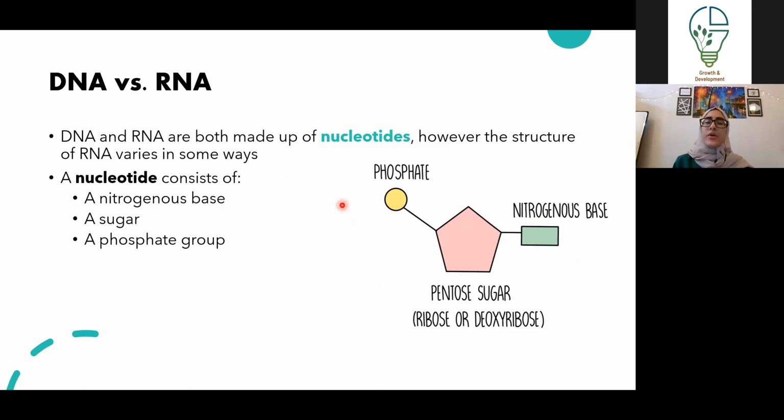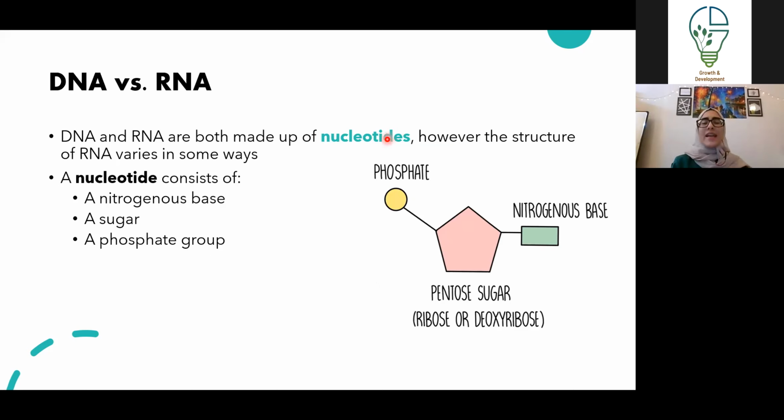All right, so DNA and RNA, we said that they're both made up of nucleotides. The difference is in what kind of nucleotides we're talking about, right? So in DNA, we are talking about deoxyribonucleotides. And in RNA, we're talking about ribonucleotides. Now, what does that mean? What is a nucleotide, first of all?